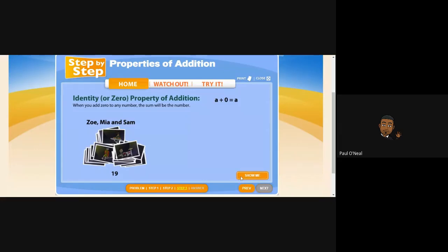Okay, I gotta admit, this property is pretty easy. For example, I have 19 pictures from the concert after Sam and Mia sent me their pictures. I checked with RJ to see if he had any pictures, but he had none. 19 plus 0 equals 19. That leaves me with 19, the original number.